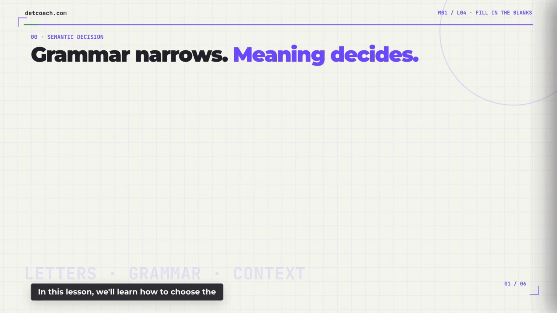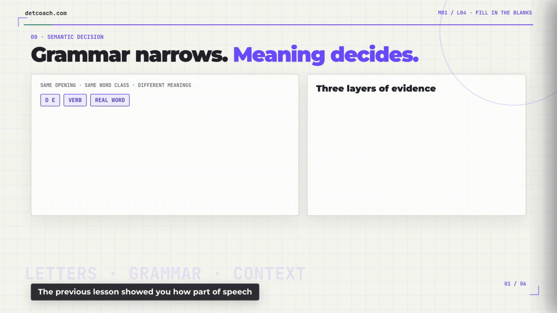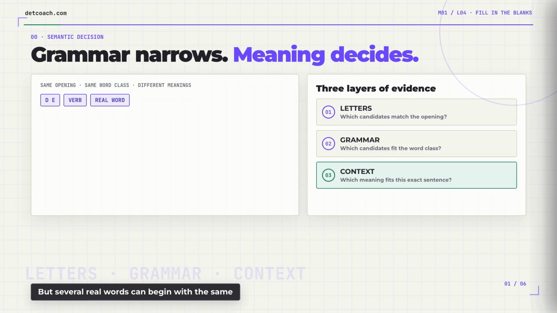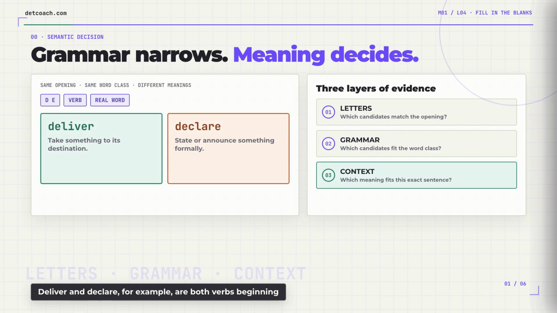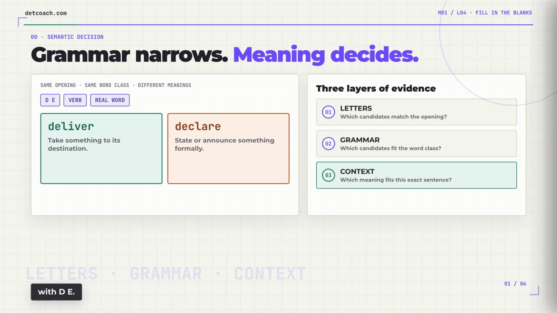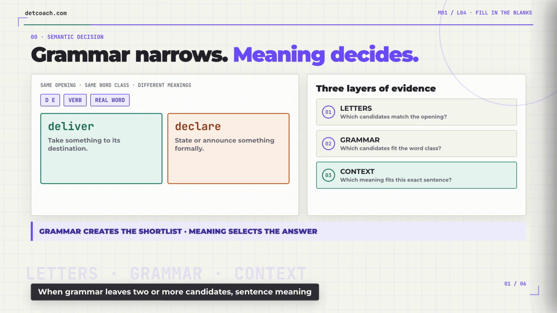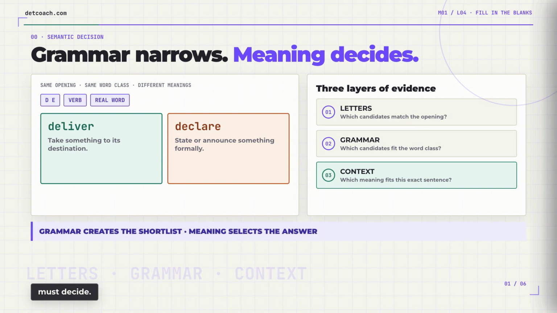In this lesson, we'll learn how to choose the exact completion when grammar leaves more than one possible word. The previous lesson showed you how part of speech narrows the field, but several real words can begin with the same letters and perform the same grammatical job. Deliver and declare, for example, are both verbs beginning with DE. Their meanings are different, so only one will fit a particular sentence. When grammar leaves two or more candidates, sentence meaning must decide.